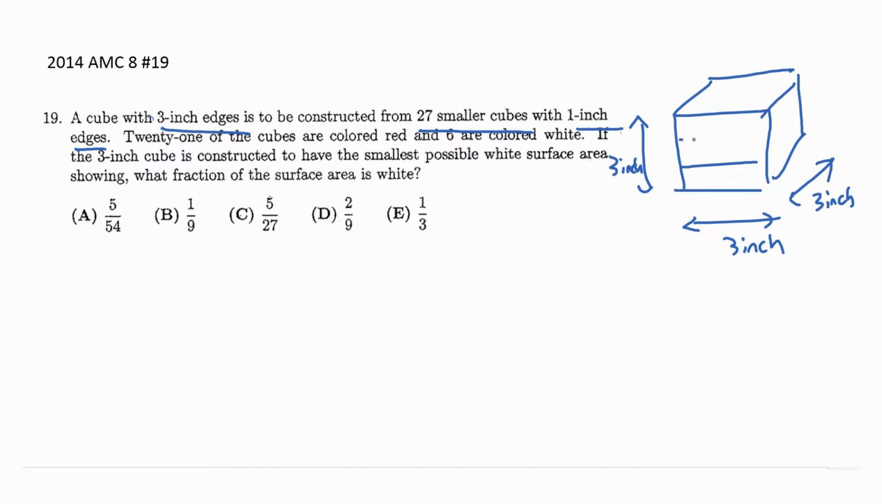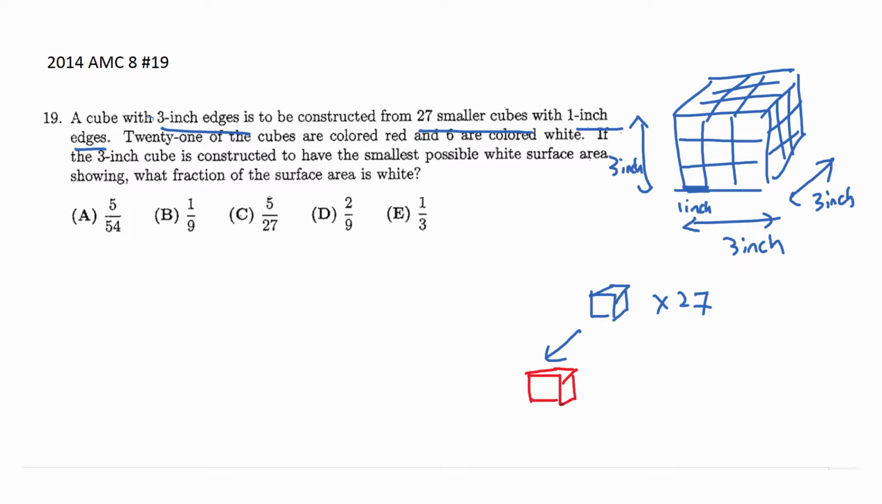So that means each length here is going to be 1-inch. So you have this smaller cube that make up the large cube, which comprise 27 smaller cubes. Okay, but out of these, there will be 21 red cubes. And again, it's made of 1-inch by 1-inch by 1-inch.